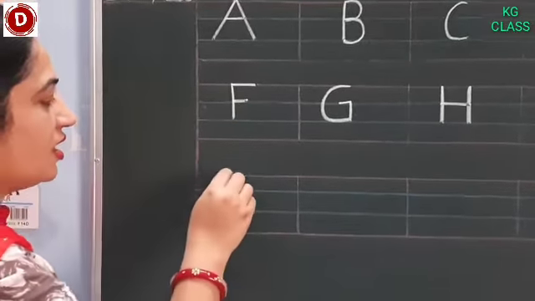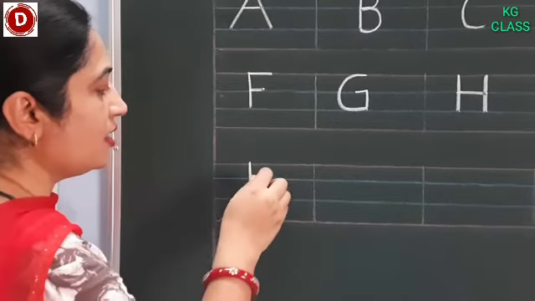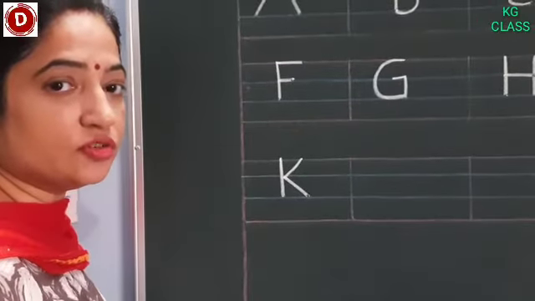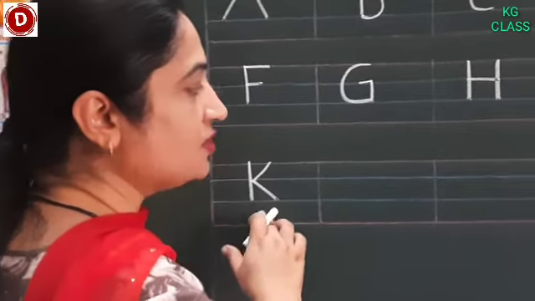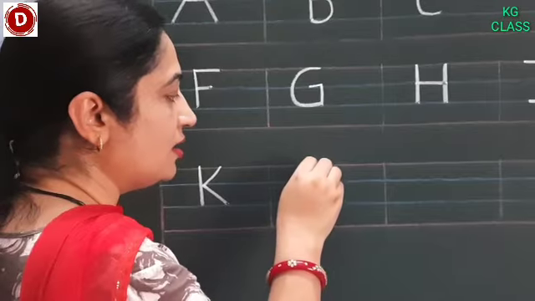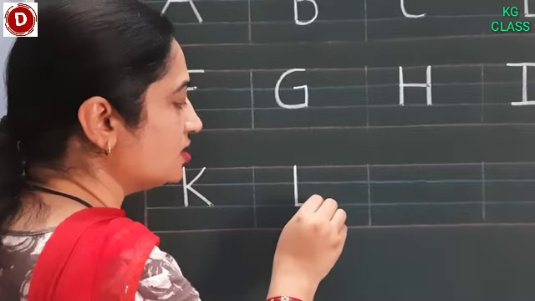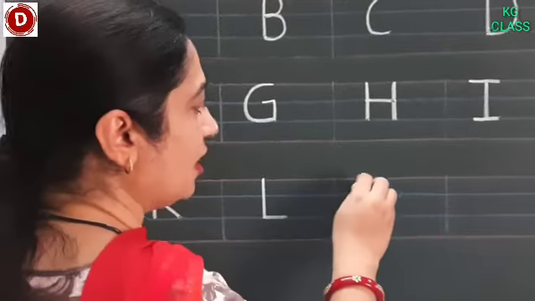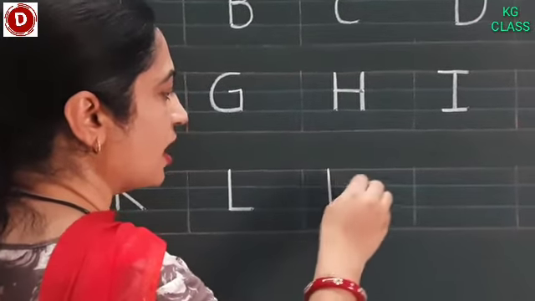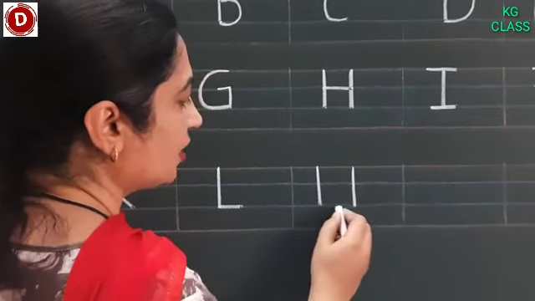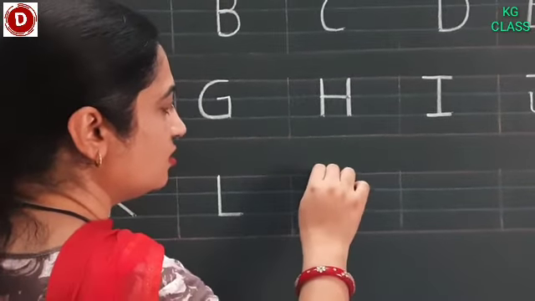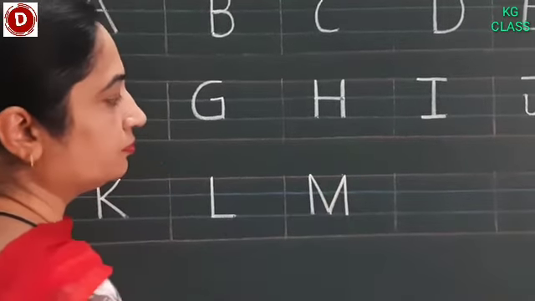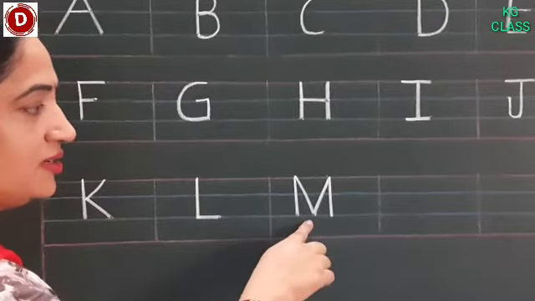After J comes K. A standing line and two slanting lines like this, children. In this way you have to write capital K. After K comes L. A standing line and a sleeping line on the second blue line like this. You have to write L. After L comes M. Two standing lines, a dot in between and then two slanting lines like this, children. In this way you have to write M.